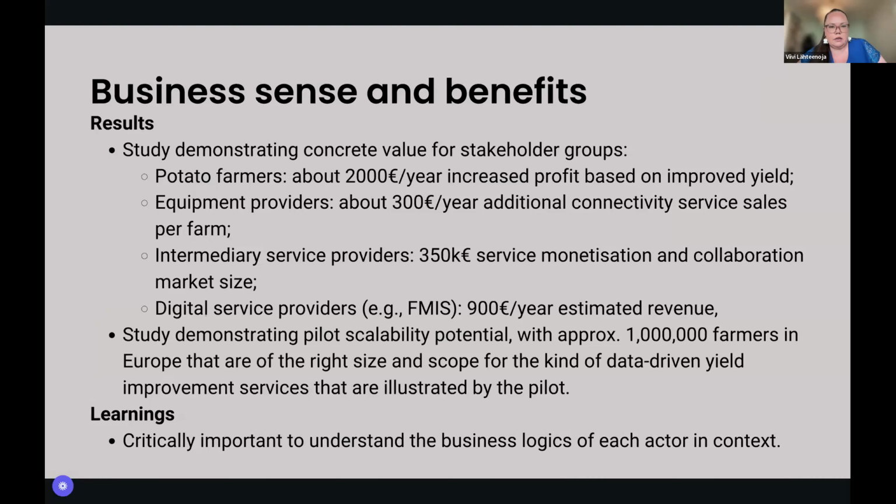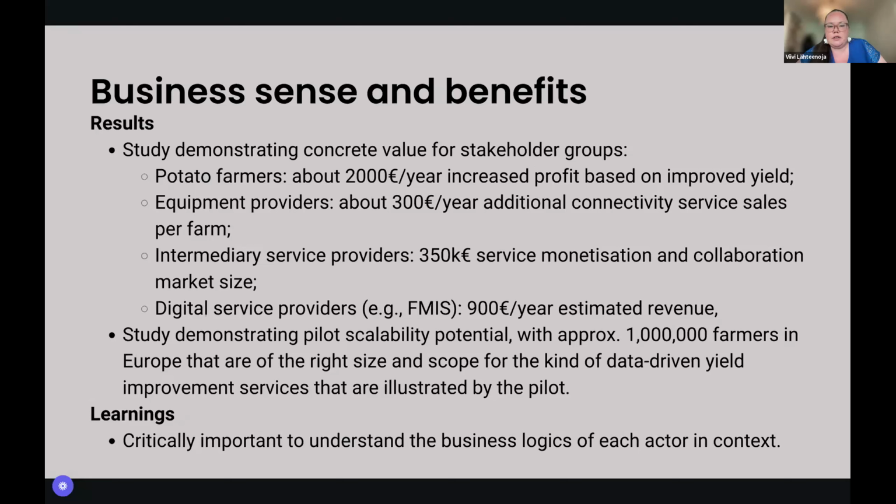And then finally, on the business sense and benefits of this whole exercise. As a result, we were able to demonstrate concrete value for the different stakeholder groups represented in this pilot. So for potato farmers, we could demonstrate a bit under €2,000 a year increased profit based on improved yield, which resulted from the data being shared. For equipment providers, we could demonstrate about €300 a year additional connectivity service sales per farm.